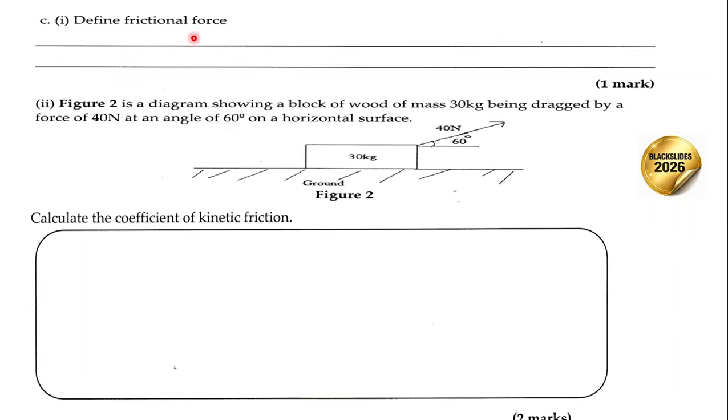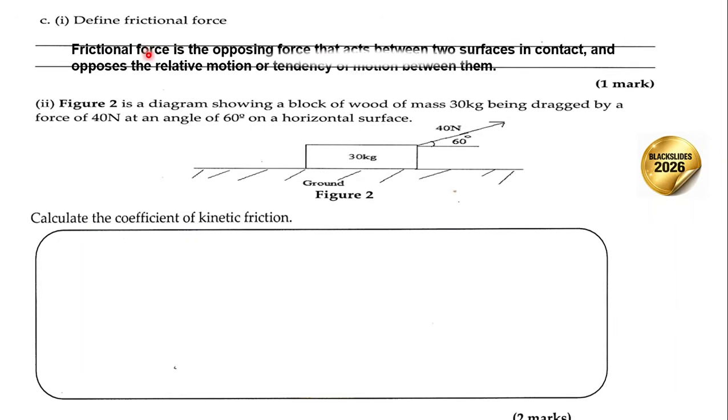Define frictional force. Recall that frictional force is the opposing force that acts between two surfaces in contact and opposes the relative motion or tendency of a motion between them. So it's an opposing force.